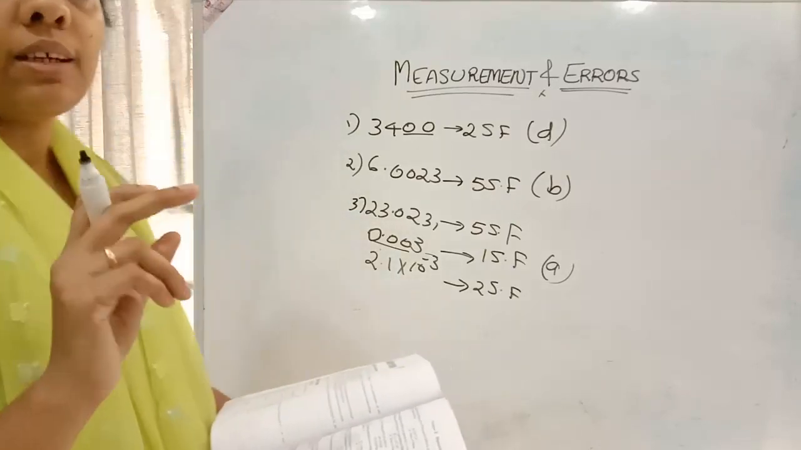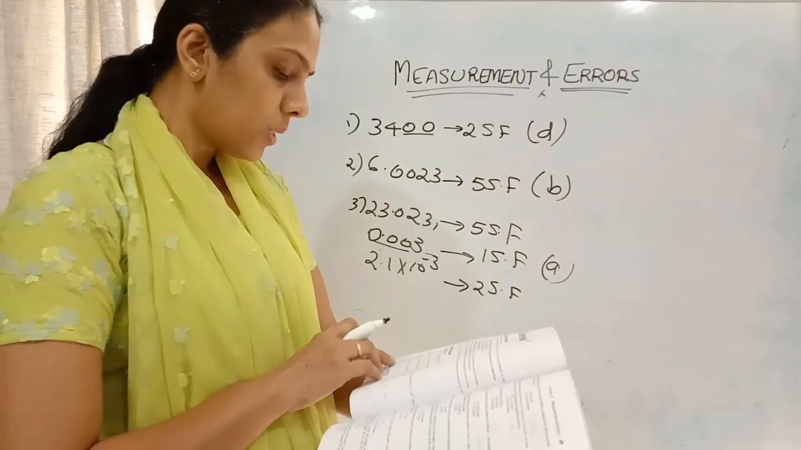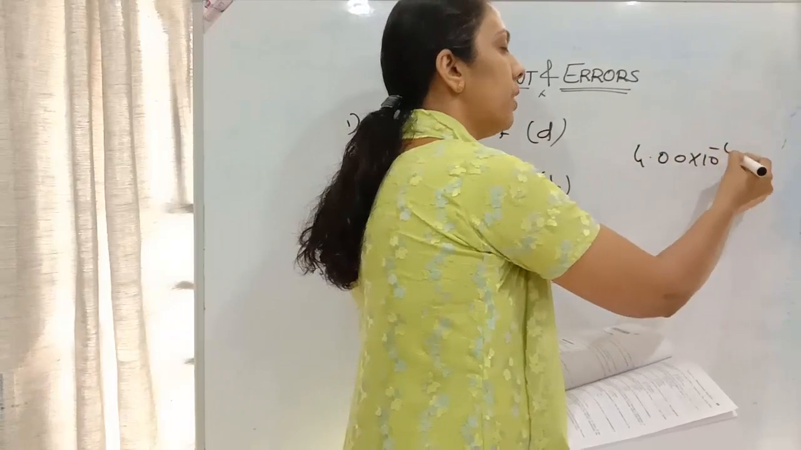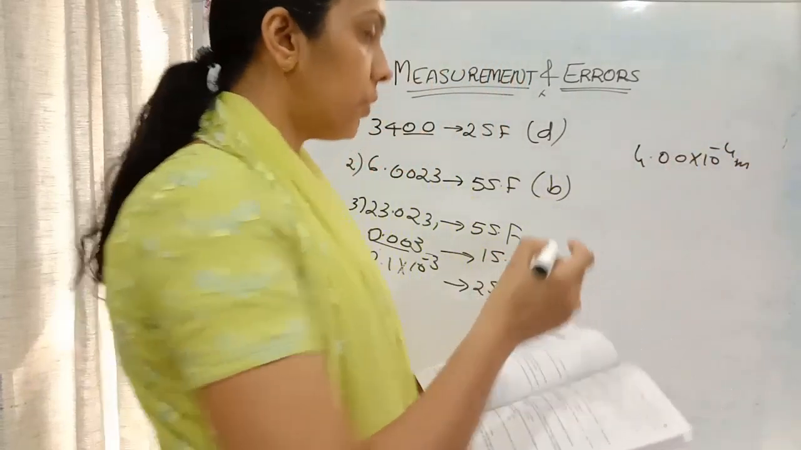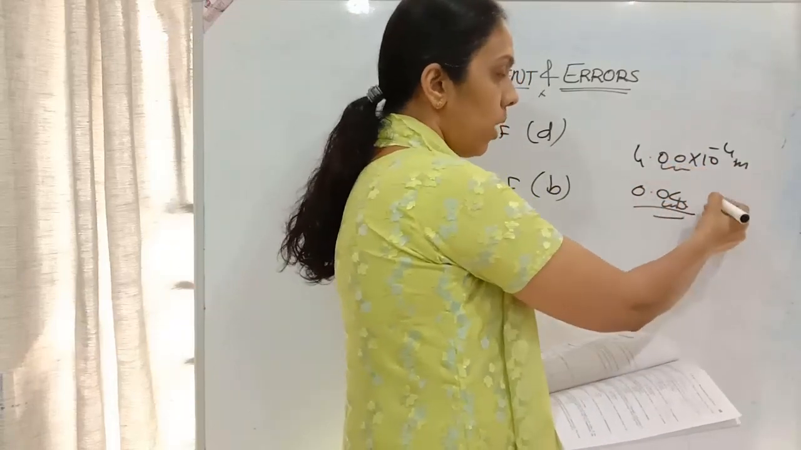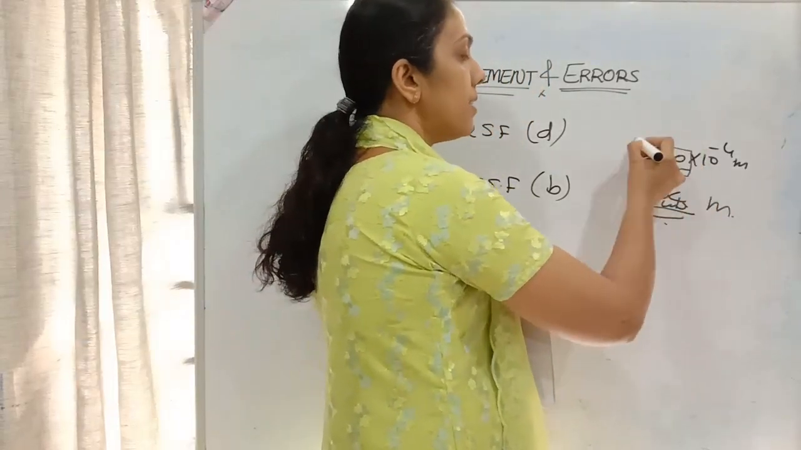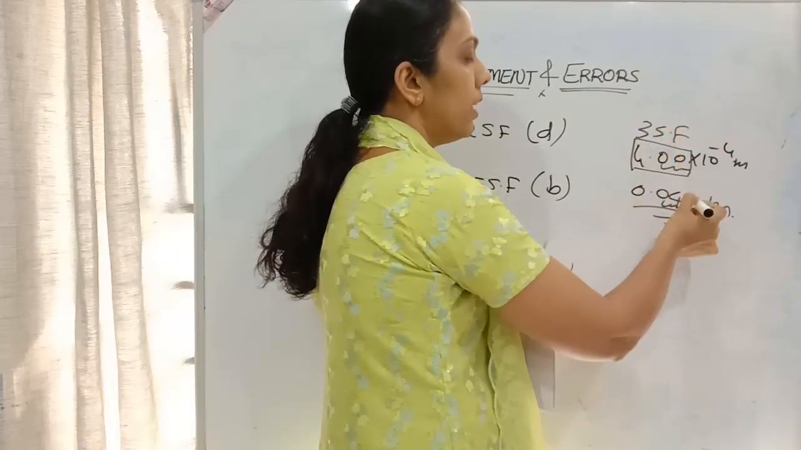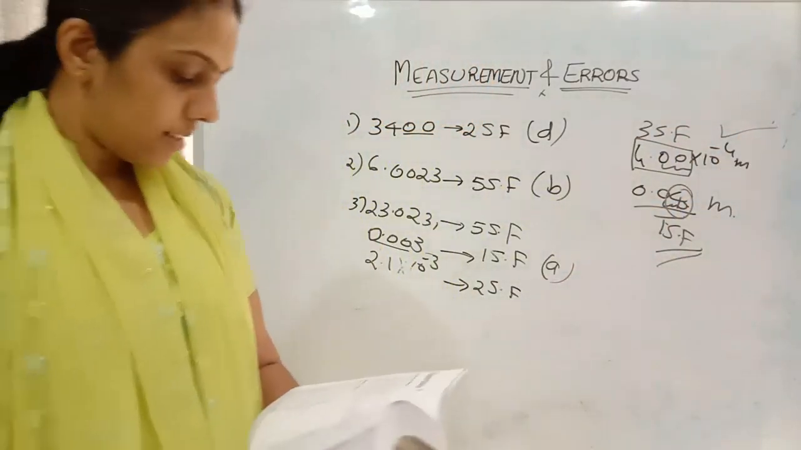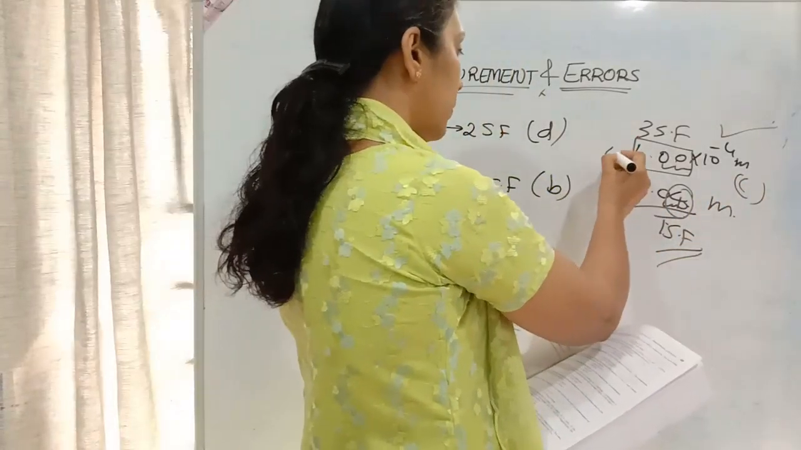So which is the most accurate one? We can consider the significant figures. So here 4.00 into 10 to the power minus 4 will be the answer. Here you might get a doubt for 0.004 also. Here also after the decimal point 2, and this also after the decimal point 2 only. But when finding the answer, here it has 3 significant figures, and here only 1 significant figure is there. So we can consider this as the correct answer. So option C is the correct one. Option C, that is for the 4th question.